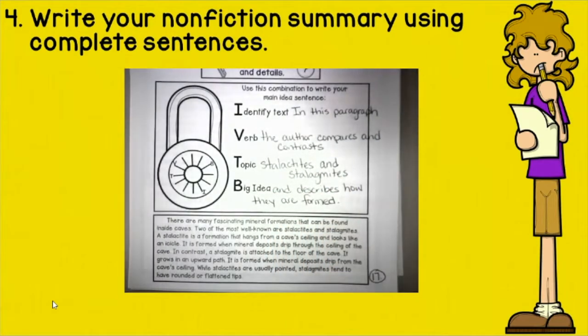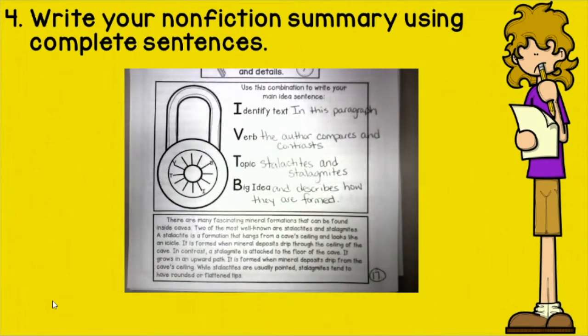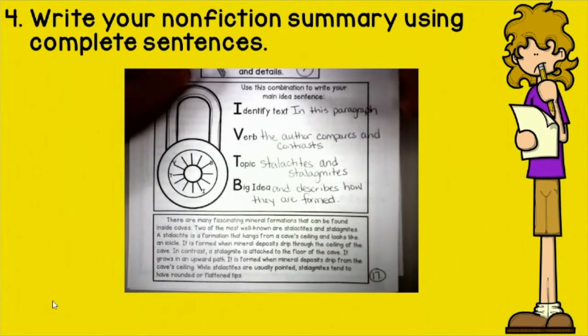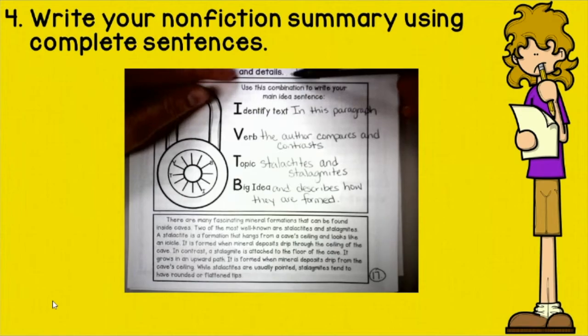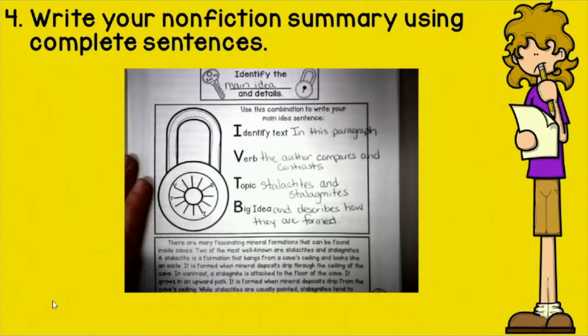How are they formed? So let's put this all together. We're going to put it all together to have one main idea sentence. Okay, in this paragraph, the author compares and contrasts stalactites and stalagmites and describes how they are formed. That's an excellent main idea sentence. But do you remember, besides the main idea, what do I need to back it up, to complete my summary?